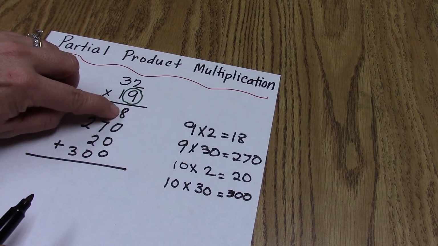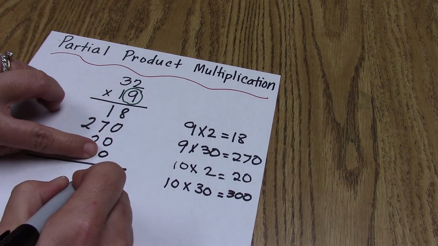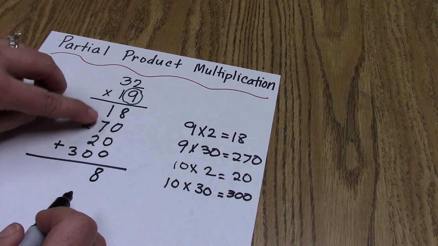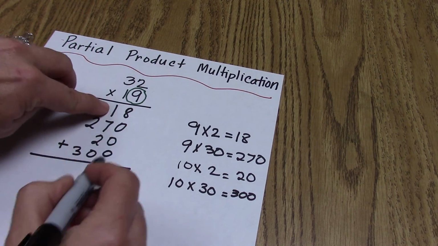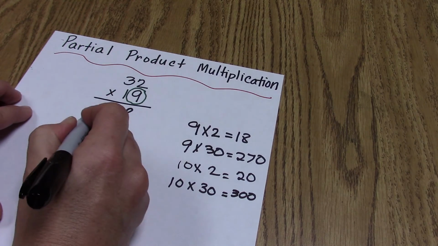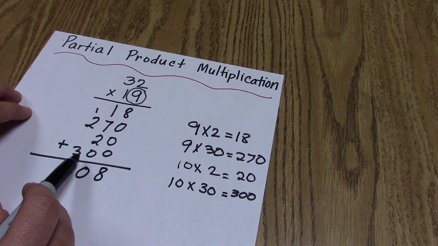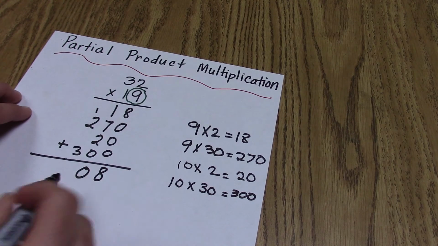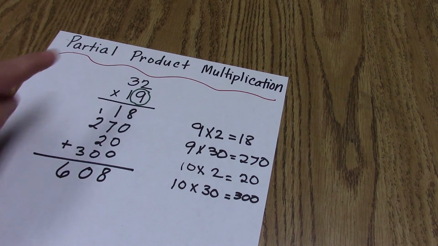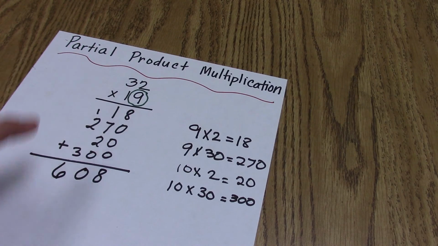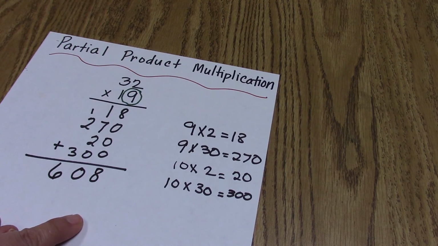So I know that 8 plus 0 plus 0 plus 0 is 8. 1 plus 7 plus 2 plus 0 is 7, 8, 9, 10. I'm going to carry my 1, 3, 4, 5, and 6. Okay, so the product of 32 times 19 is 608.